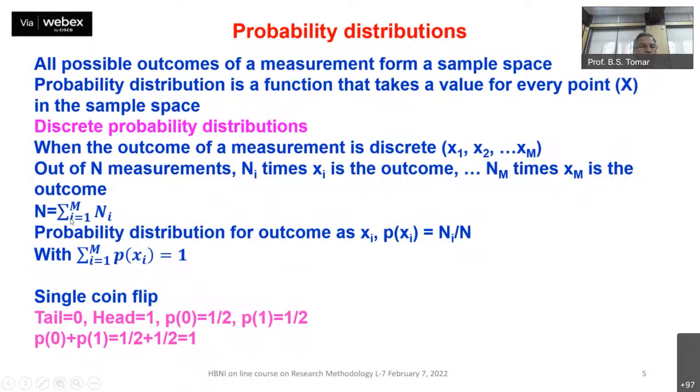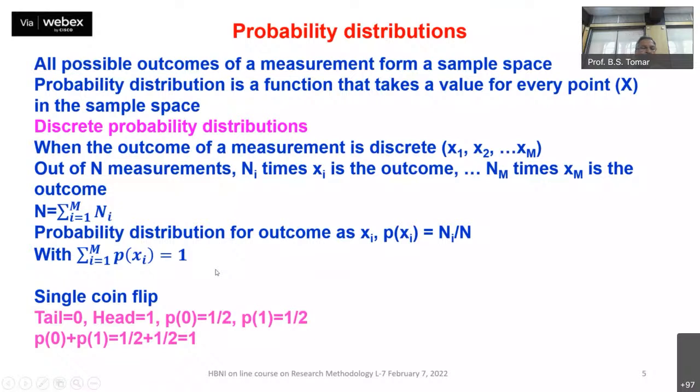The sum of all the ni's from 1 to m outcomes is n, and the probability distribution P(x) for a particular observation x is ni by n, how many times that x is coming divided by the total number of observations. And then you can normalize the probability distribution. So now the total probability is 1, the sum from i equal to 1 to m of P(x) equals 1.